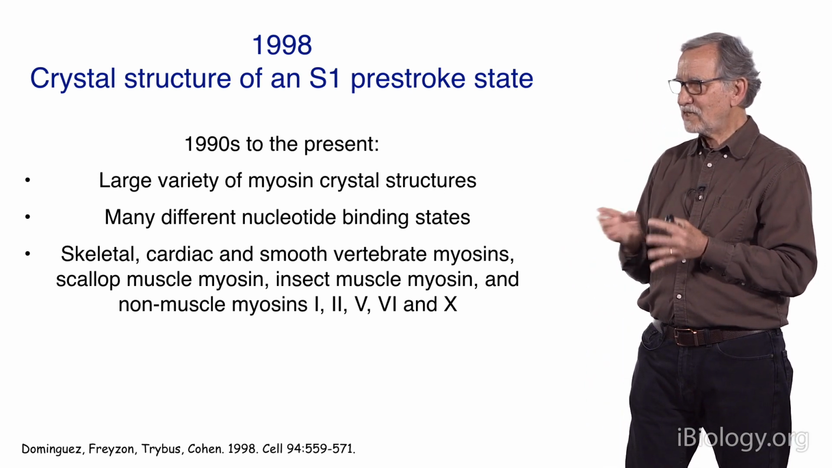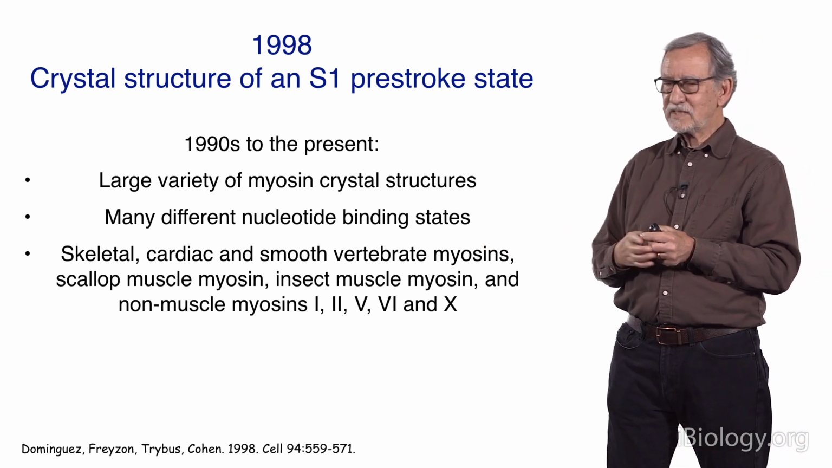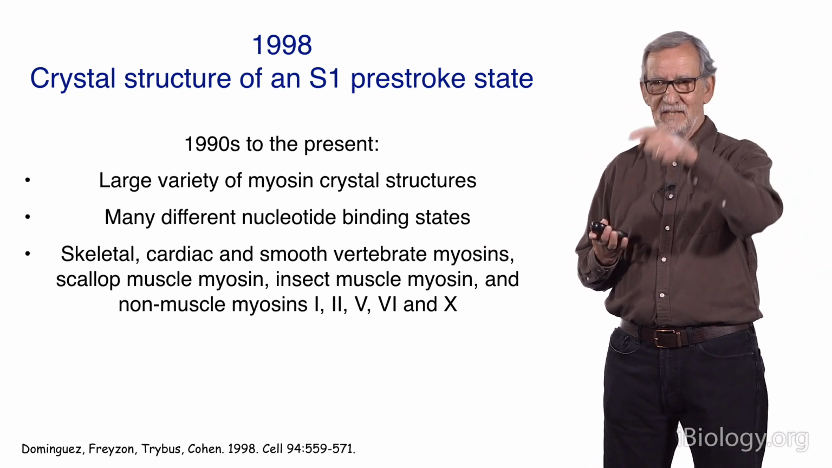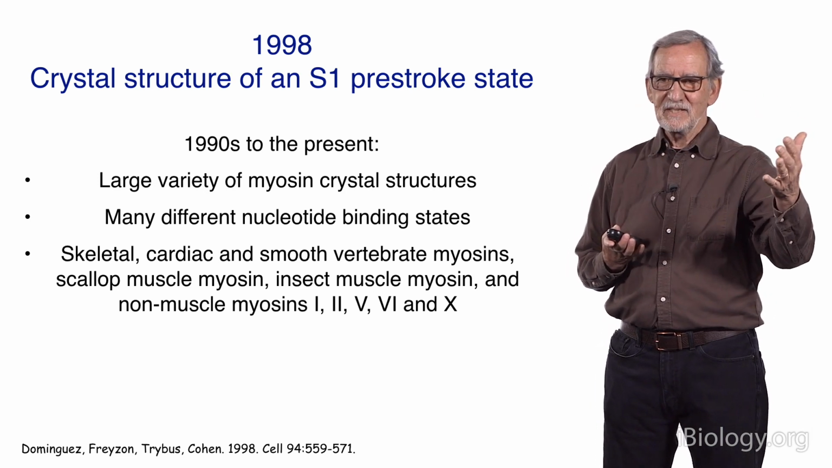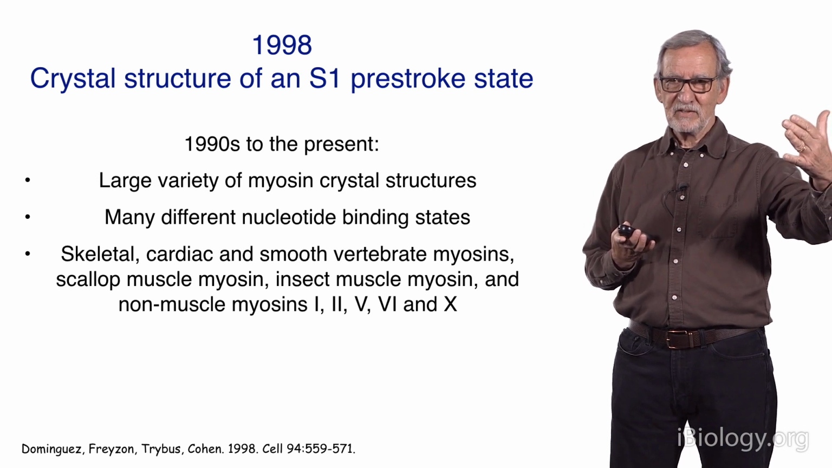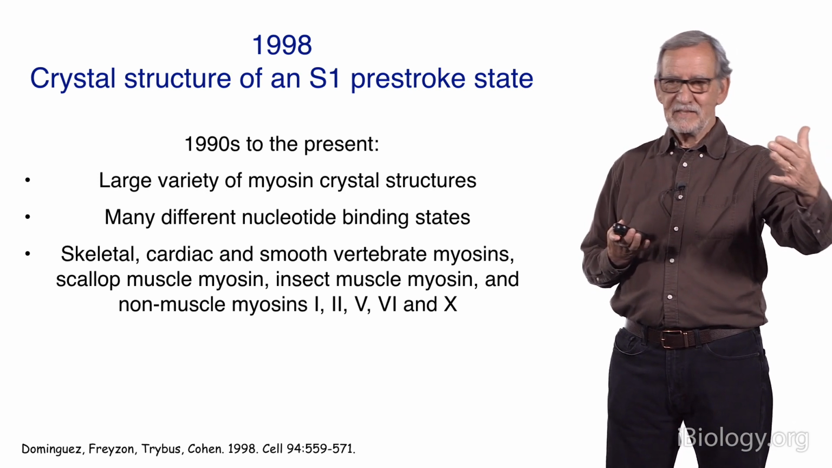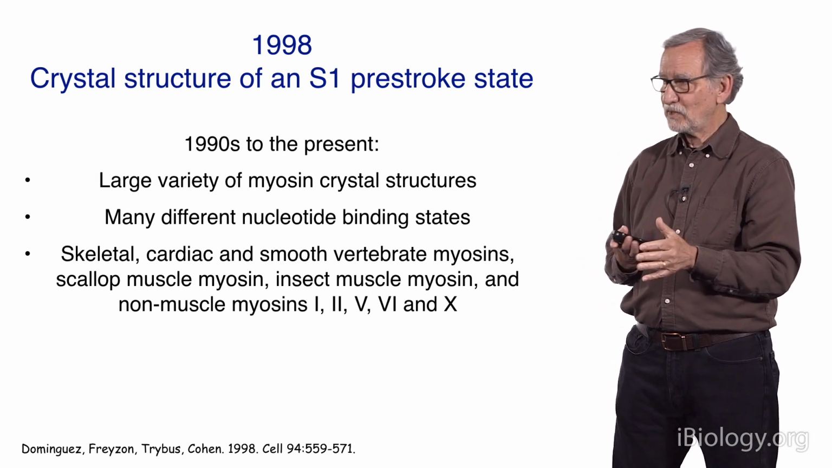a large variety of myosin crystal structures in many different nucleotide binding states, because according to that chemo-mechanical cycle, you should be in a pre-stroke state with certain components in the active site bound, like ADP-Pi, and a different state when you have only ADP bound, for example.